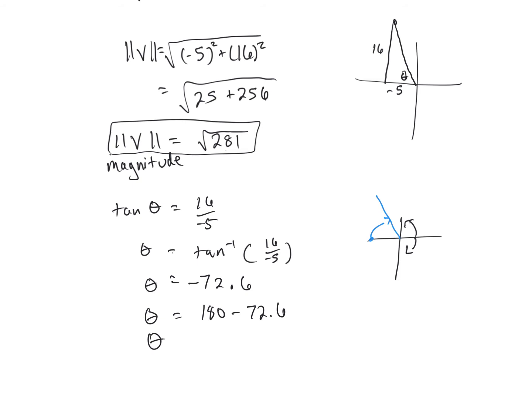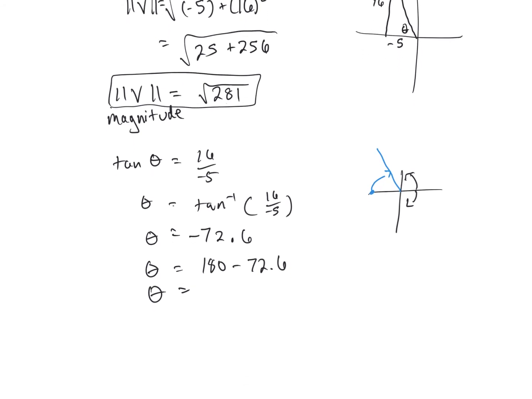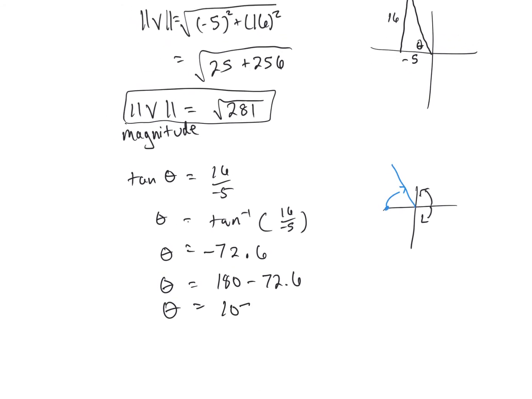And it should give me my theta as 107.4 degrees. What if we were given the format in a different way?